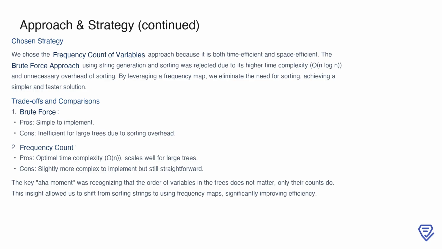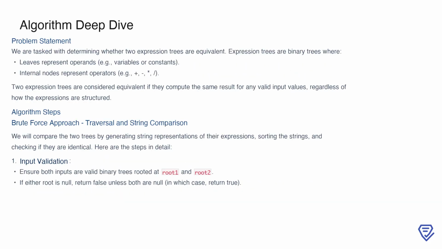in efficiency. The problem we're tackling involves determining whether two expression trees are equivalent. An expression tree is a binary tree where the leaves represent operands, such as variables or constants, and the internal nodes represent operators like addition, subtraction, multiplication, or division. The goal is to check if these trees compute the same result for any set of input values, even if the structures of the trees are different.